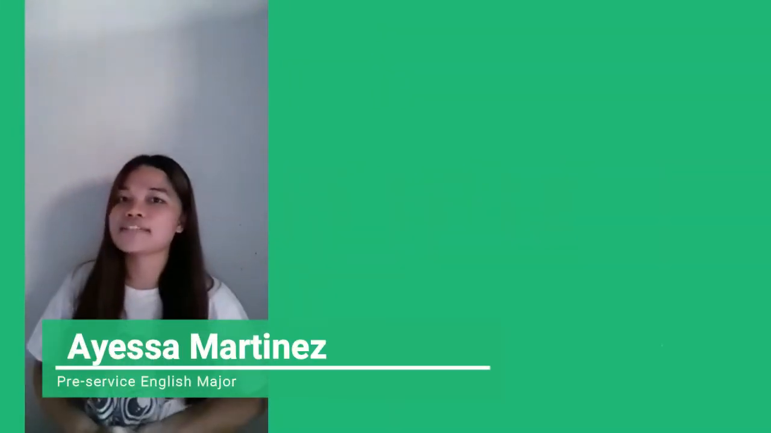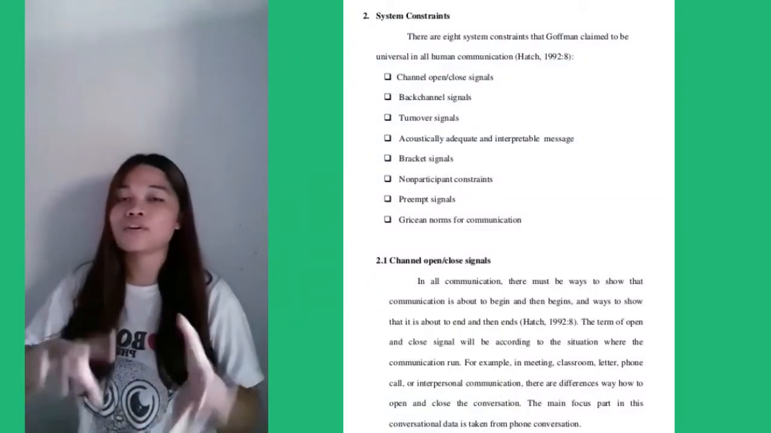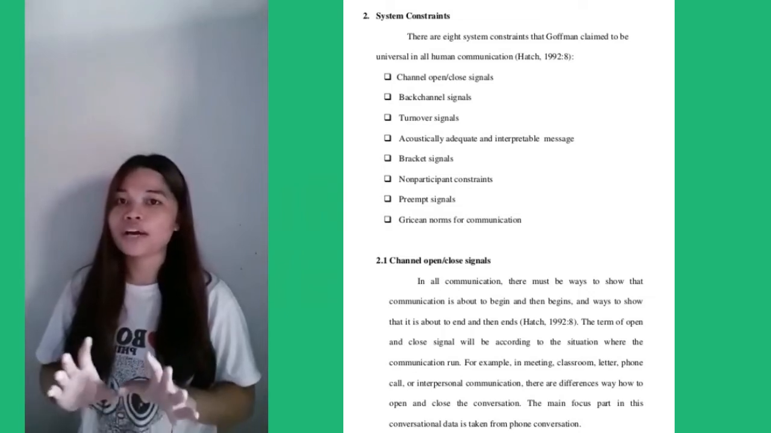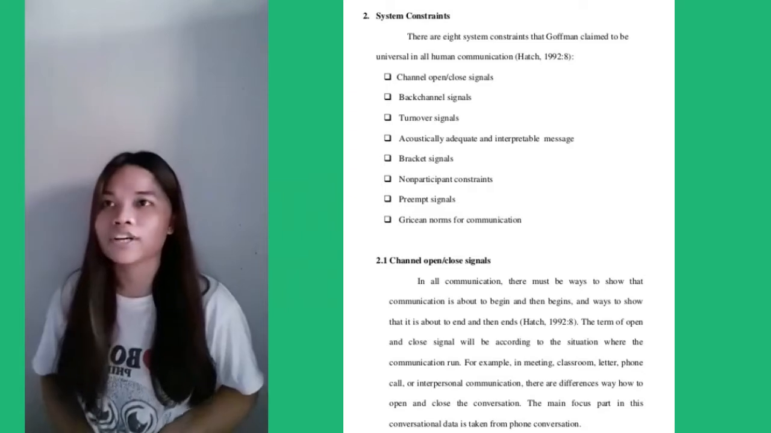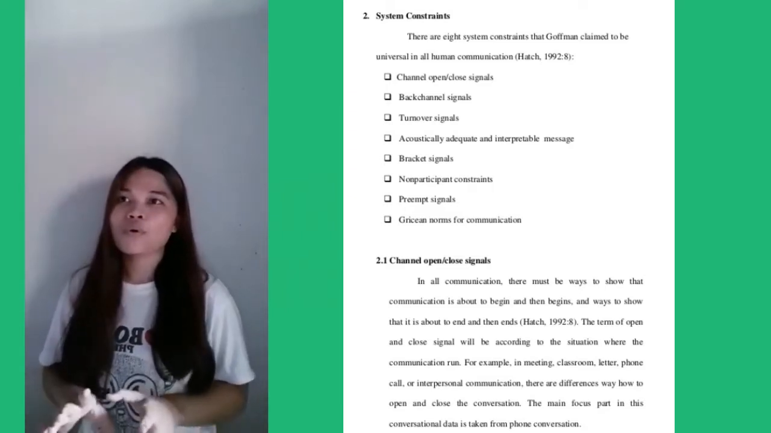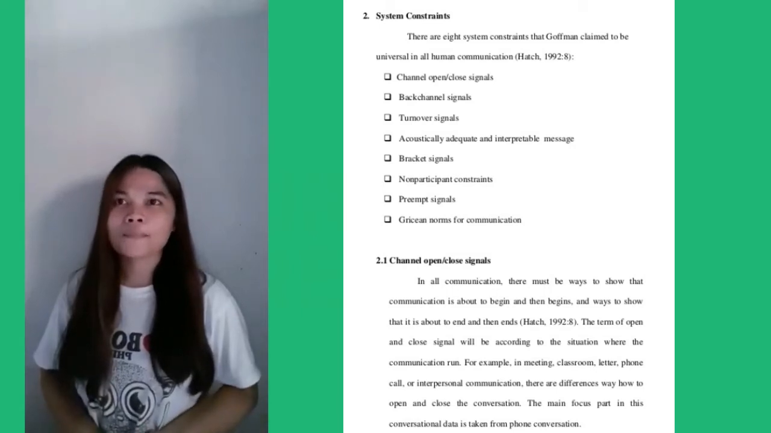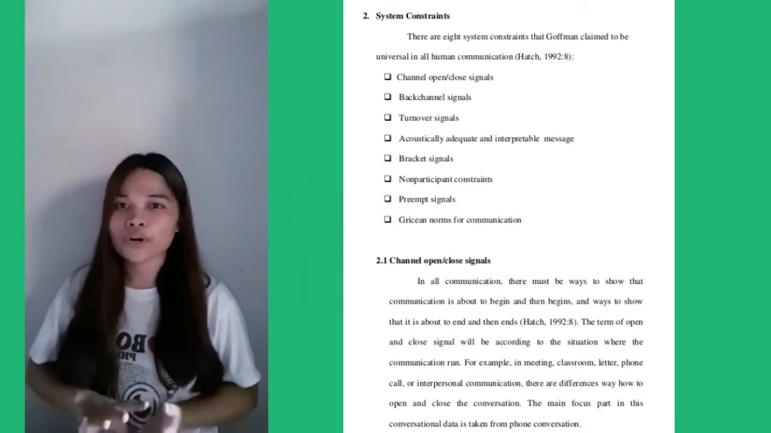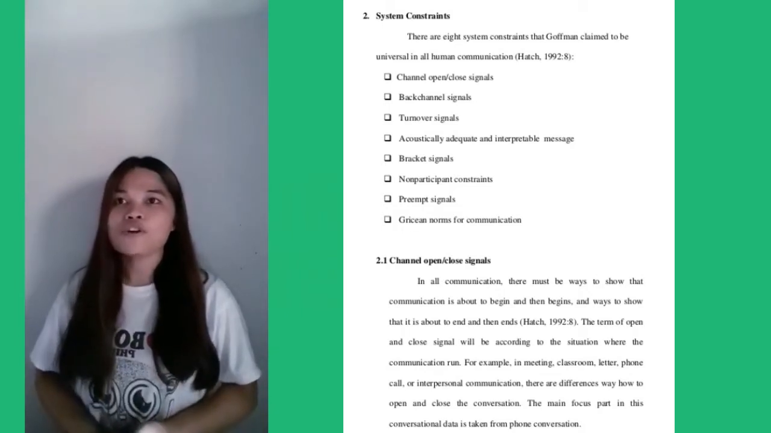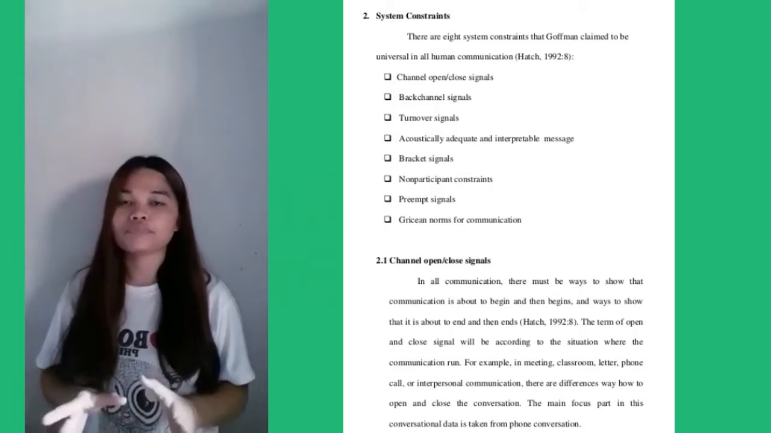So there are 8 system constraints by Goffman. He claimed they are universal in all human conversation. I will only explain one, and this is the channel open or close signal. When we say channel open or close signal, this is where your communication begins. The best example for this is the phone call.